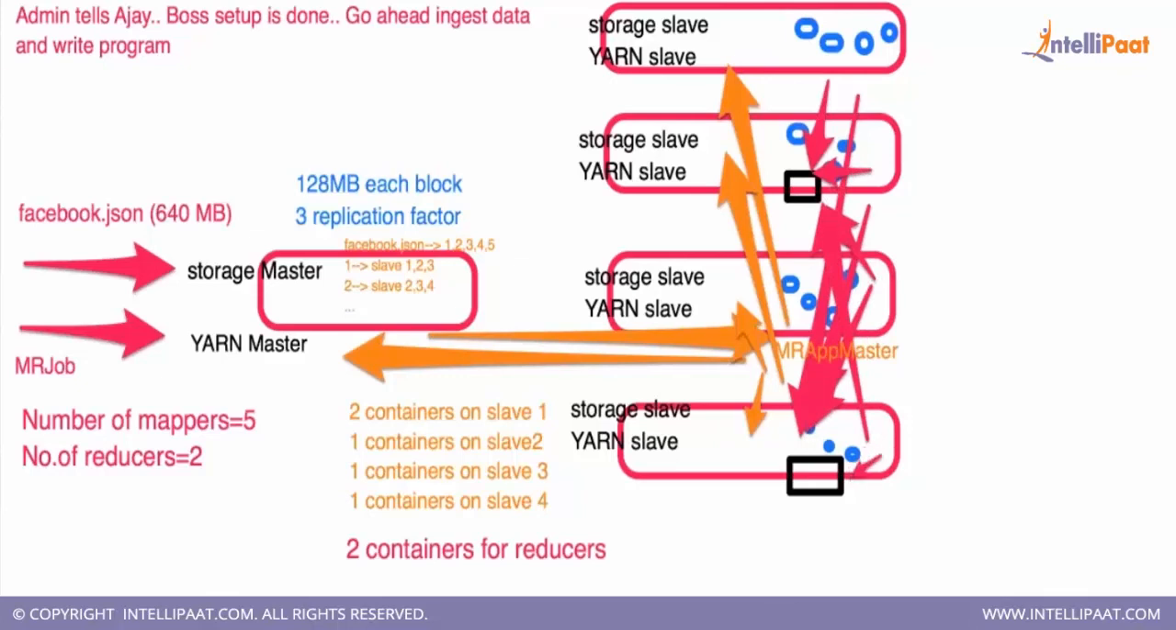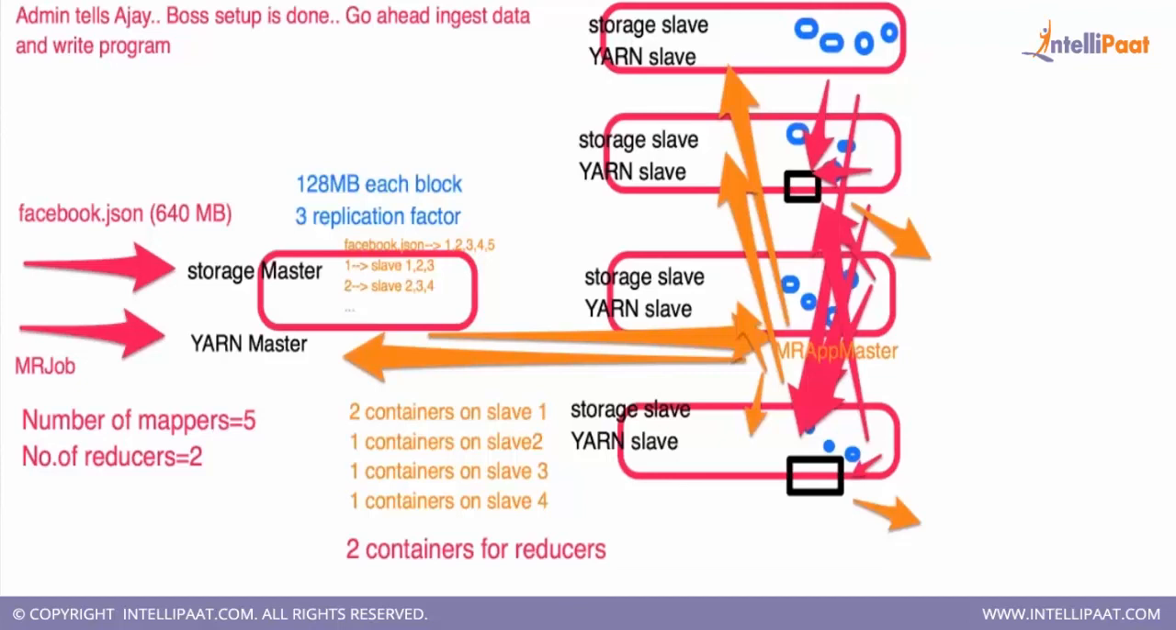And now the reducer will run and it will generate two output files. Output 1, output 2, which you can merge later. Okay, so this is mapping MapReduce to your cluster. Just to reiterate your question, mappers and reducers both will run on slaves only.